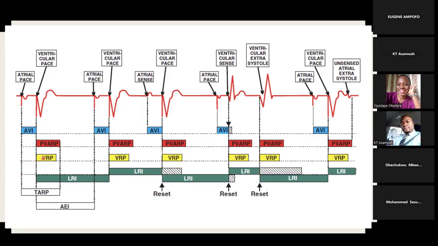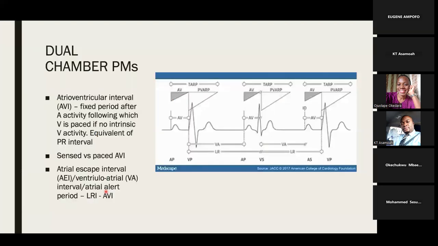And you see here that you have the ventricular refractory period, ensuring that the ventricular lead does not go and sense its own impulse and then start another lower rate interval cycle. So that is basically how the lower rate interval works in principle.